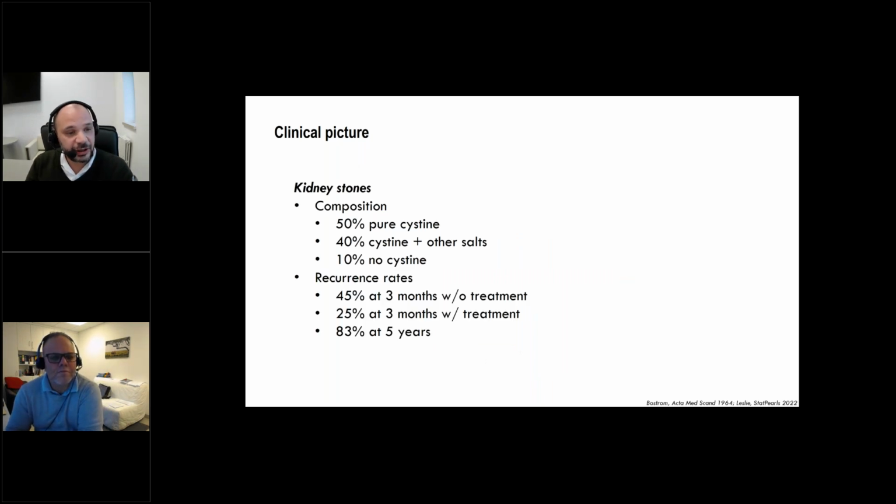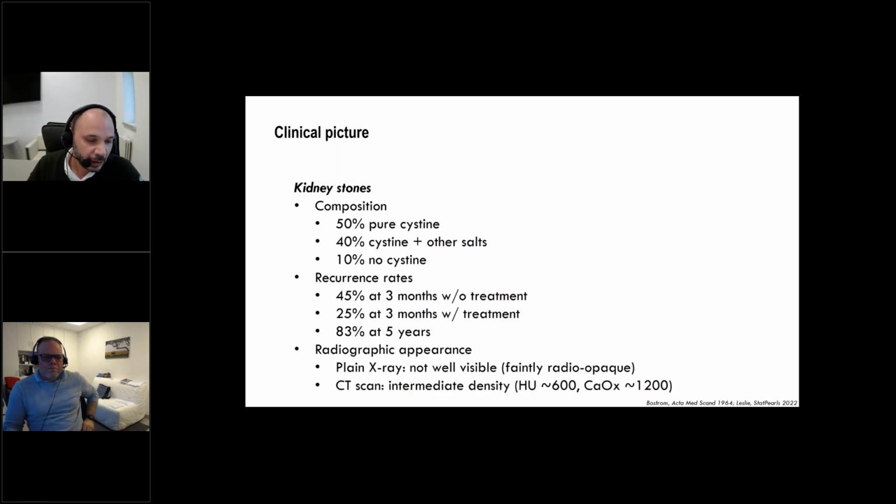Another feature of kidney stones is the high recurrence rate, which is much higher than in idiopathic stone disease. 45% at 3 months without treatment, going down to 25% at 3 months with optimal treatment. However, these are very large recurrence figures. And virtually at 5 years, almost all cystinuric patients have at least one recurrence event. So this is a very active and very severe disease.